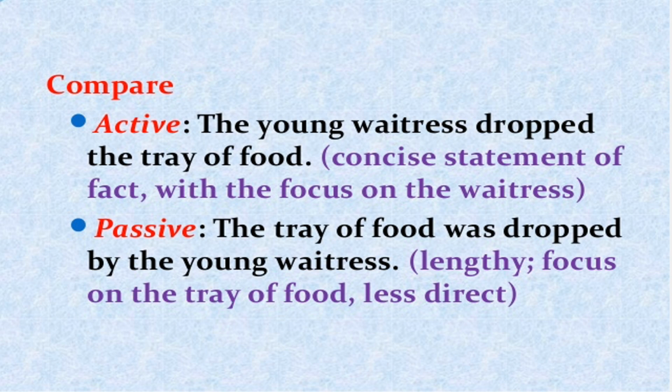So in the active voice, the full focus is on the young waitress. That's why that would come first. The young waitress dropped the tray of food. And the same sentence in passive will sound as, the tray of food was dropped by the young waitress. So in passive voice, mostly it becomes a little lengthy and the focus is shifted to the tray of food. So that is a less direct sentence.